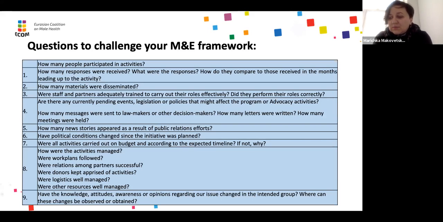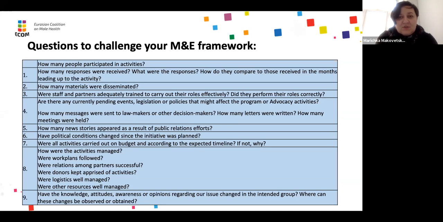I guess we do not have so much time, but I want to give you some examples of questions that you may ask yourself to challenge your M&E framework. For example, are there any current pending events, legislation, or policies that might affect your program or advocacy activities?